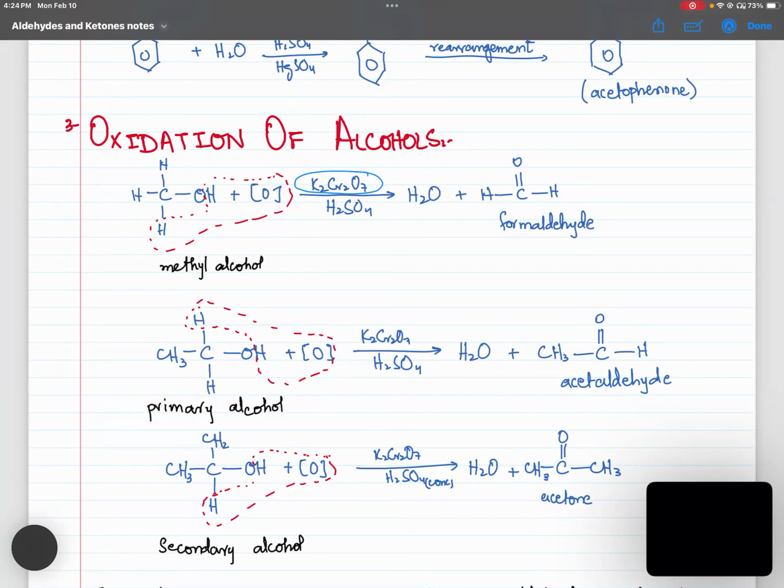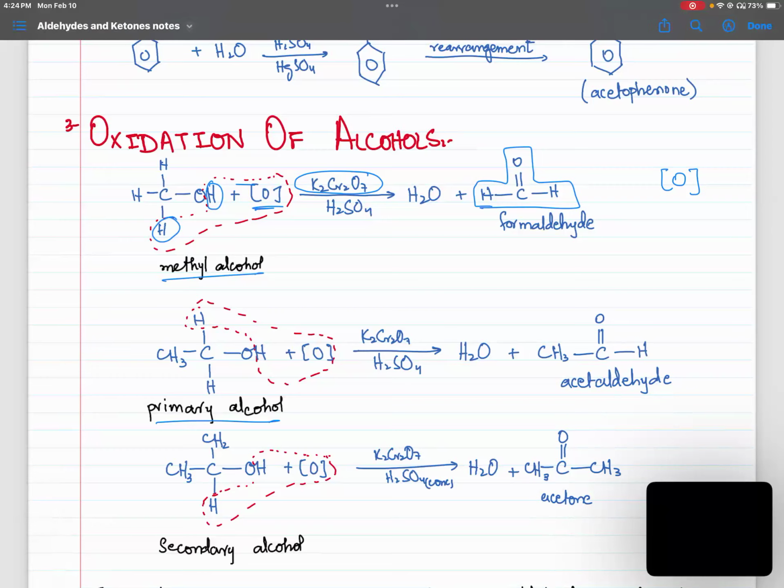You observe that this oxygen is basically the atomic oxygen, okay? The oxygen is coming from this potassium dichromate, and it will remove this hydrogen and another hydrogen from the molecule. When it takes these two hydrogen atoms out of the molecule, it will form the formaldehyde. So you just got to know that when you have the primary alcohol, this methyl alcohol, these both are primary alcohols, and you react it with what?